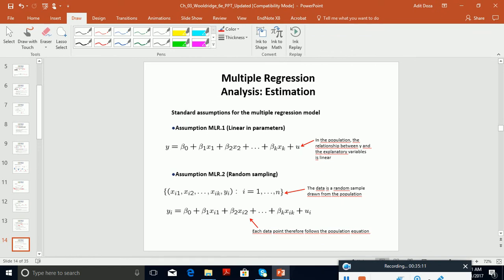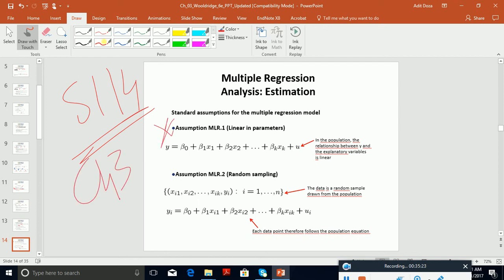So the assumptions, slide 14. Assumptions for a multiple regression model, I asked in the quiz which we had in the class. Slide 14 of chapter 3. Assumption number 1, linear in parameters. Same like random sampling, same like the OLS, right?